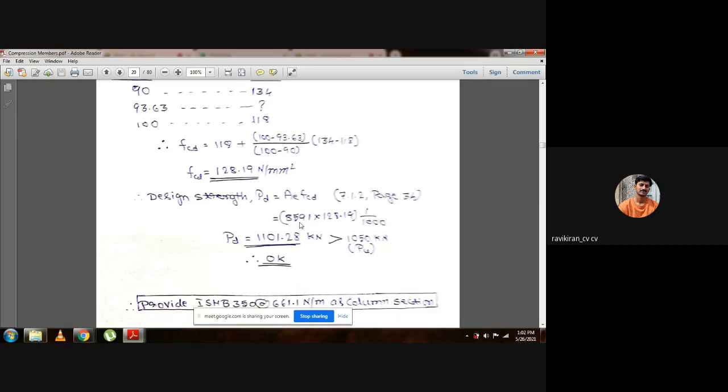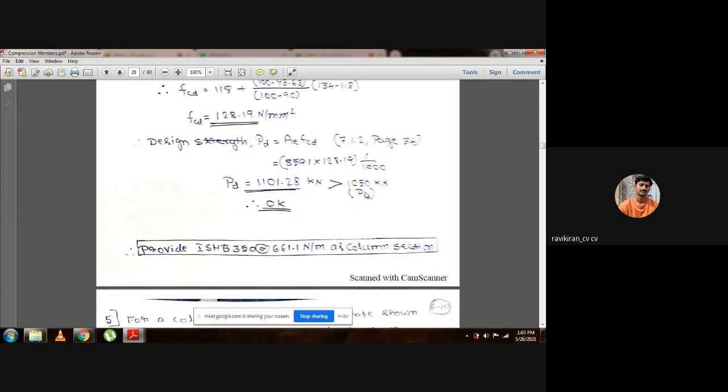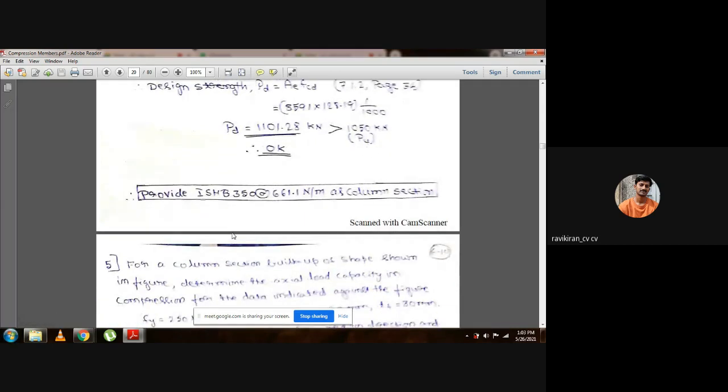The area we noted down from the steel table. So what is the design compressive strength we got? 1101.28 kilonewton. And what is the load given in the question? It has to carry 1050 as ultimate load, right? But the section we have selected is carrying 1101 kilonewton. In the question it is given that 1050 has to be carried, but we are okay with this because this is greater than 1050. So finalize: provide ISHB 350 at 661.1 Newton per meter as the column section.